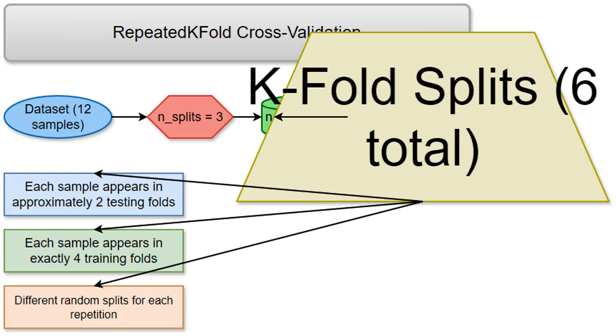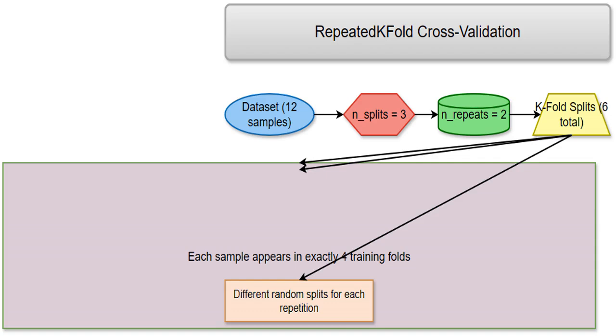Since I have 3 splits and 2 repetitions, a total of 6 different tests will be performed. 3 splits times 2 repeats equals 6. Each person will participate in training 4 times. That's because with 3 splits, each person will be left out of 1 split in each repetition. 2 repetitions times (3 minus 1) equals 4 training sets.